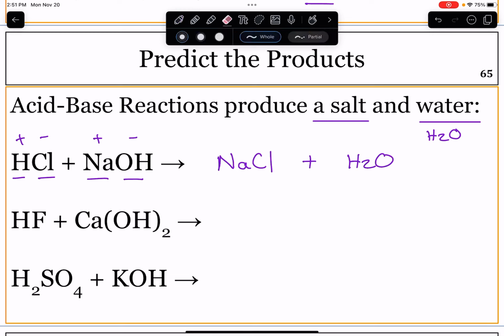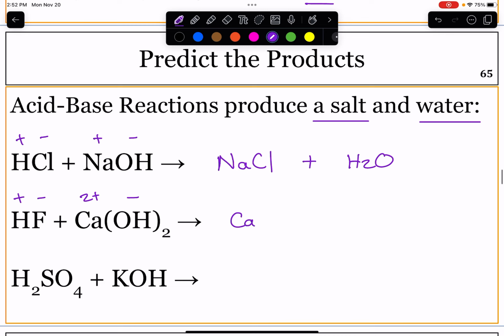This chemical reaction is actually balanced the way it is written. Let's pause to see if you can write out the products of the next two. Hydrogen +1, fluorine -1, calcium 2 plus, hydroxide -1.